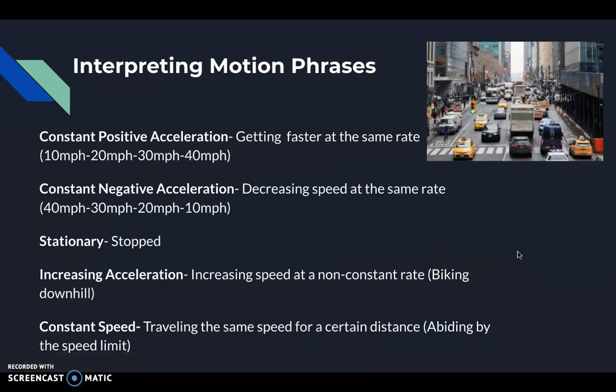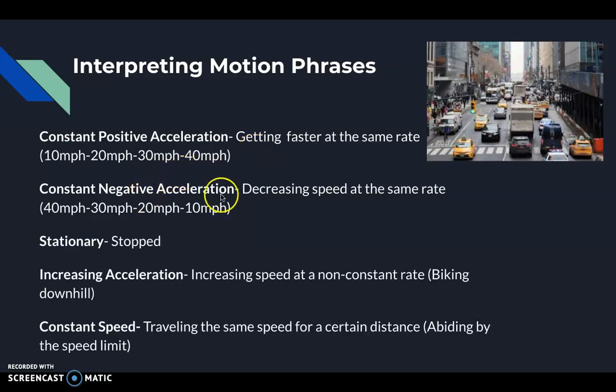Now, these terms can then be used to describe different types of motion as well, and they build on one another. For example, you could see something described as having a constant positive acceleration. That would mean getting faster at the same rate. For example, going 10 miles per hour, 20, 30, 40, say every 5 seconds. And so I'm increasing my speed, but at the same rate.